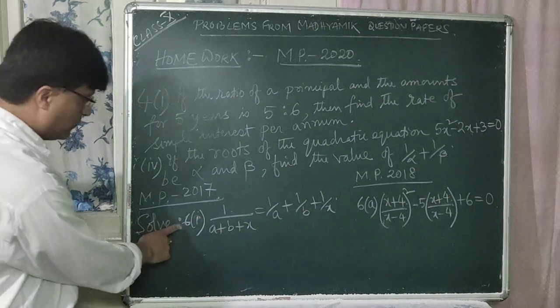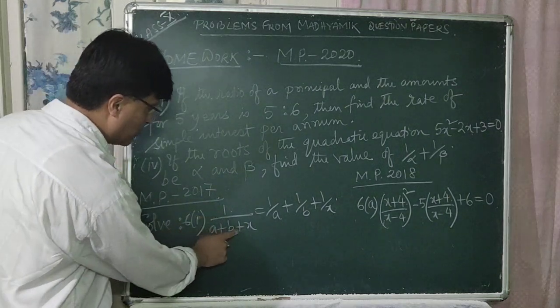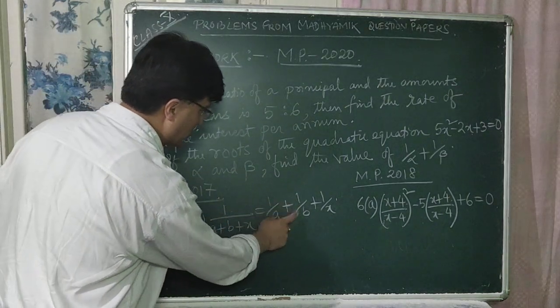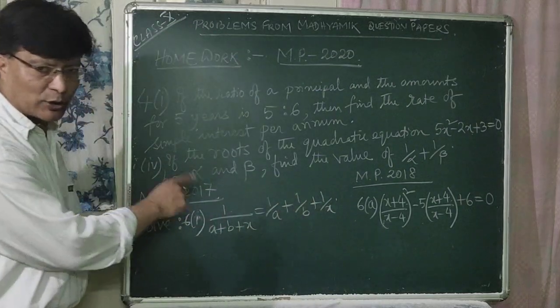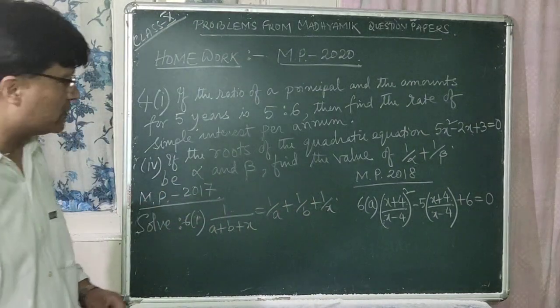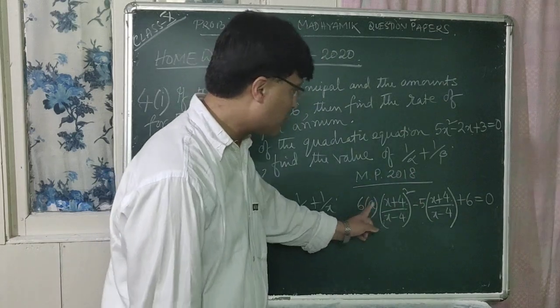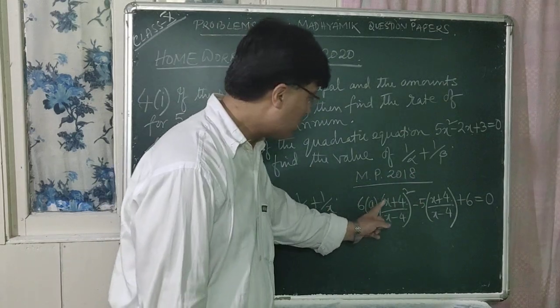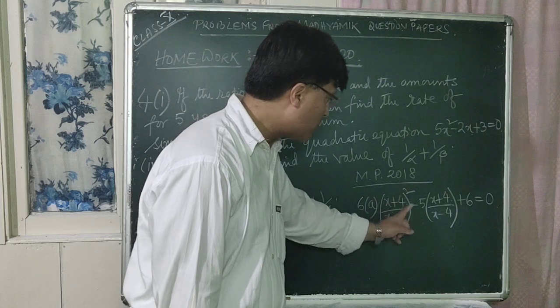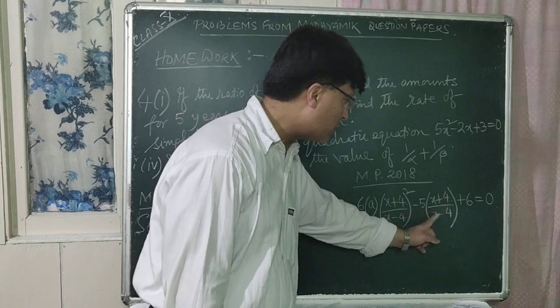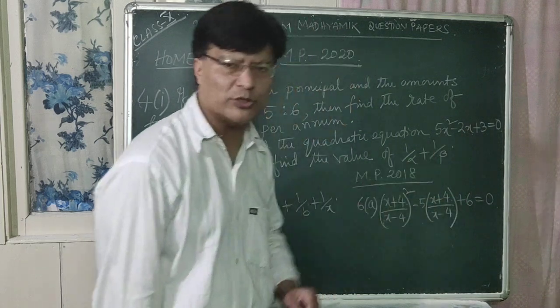Solve 1 upon a plus b plus x is equal to 1 upon a plus 1 upon b plus 1 upon x. You solve this equation to get the value for x. This is from Madhyamik Pariksha 2018. That is 6 number a. What is the question here? X plus 4 upon x minus 4 whole square minus 5 into x plus 4 upon x minus 4 plus 6 is equal to 0.